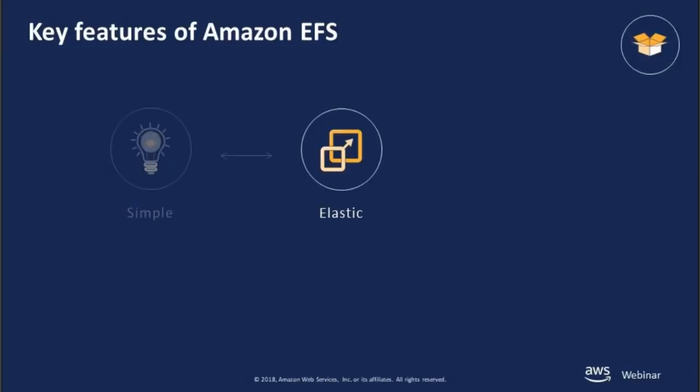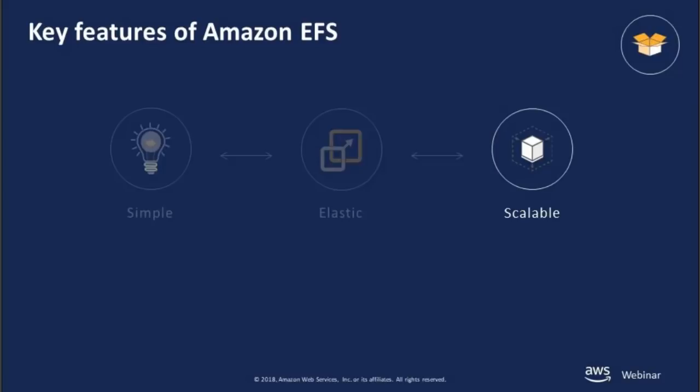The next core tenet we built Amazon EFS on is elasticity. So with this, the file system automatically grows and shrinks as you add and remove data. So there's no need for you to provision storage capacity or performance. You really pay only for the storage space that you use, and there are no minimum fees associated with it.